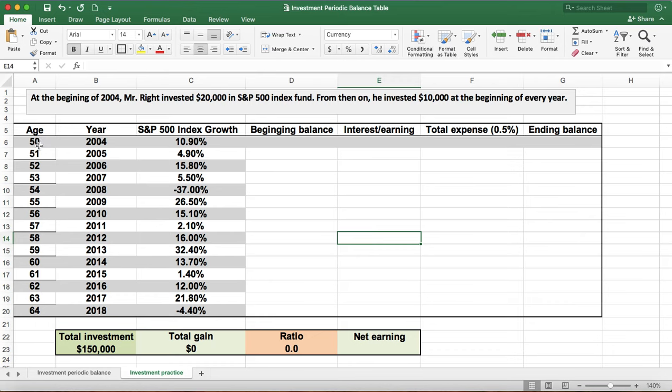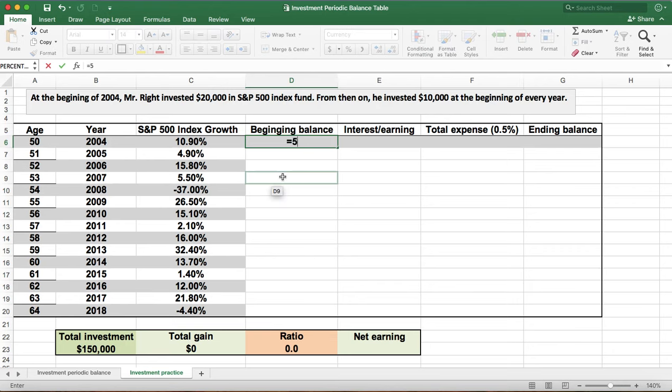He was 50 years old in 2004. Let's see how much money is in his investment account so far. And let's do the calculation. The beginning balance of the first year of investment is 20,000.